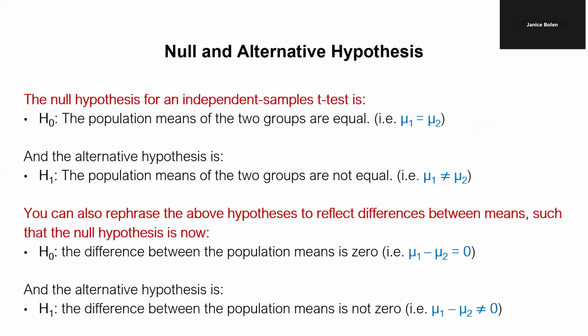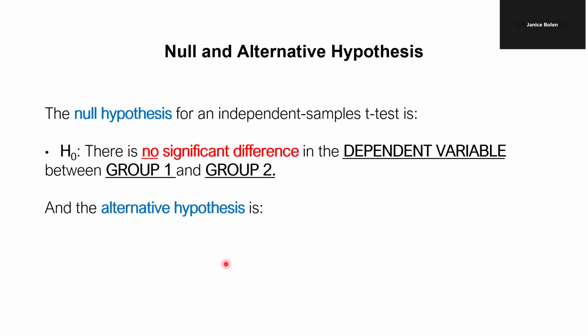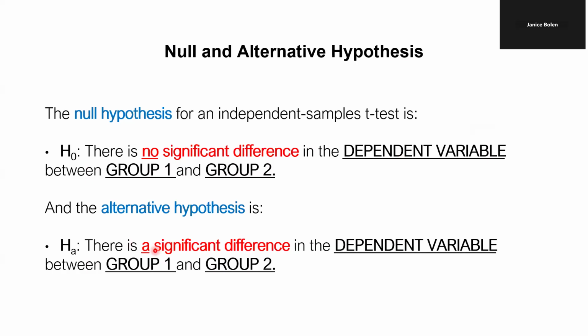Now, for our use in the university, we formulate our null hypothesis following this particular format. That is, we say that there is no significant difference in your dependent variable between group 1 and group 2 of your independent variable. Correspondingly, the alternative hypothesis would indicate that there is a significant difference in your dependent variable between the two groups of your independent variable.